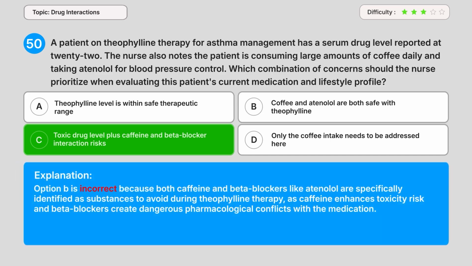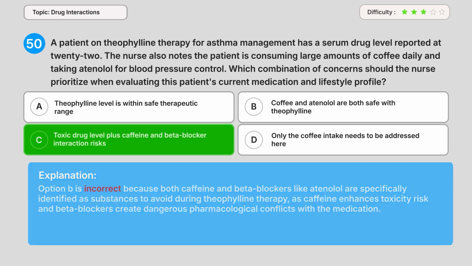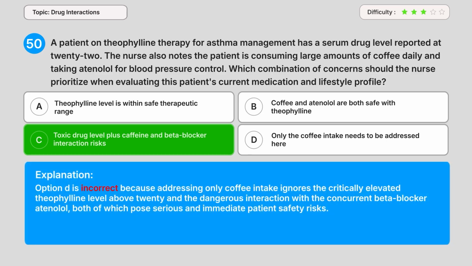Option B is incorrect because both caffeine and beta blockers like atenolol are specifically identified as substances to avoid during theophylline therapy, as caffeine enhances toxicity risk and beta blockers create dangerous pharmacological conflicts with the medication. Option D is incorrect because addressing only coffee intake ignores the critically elevated theophylline level above 20 and the dangerous interaction with the concurrent beta blocker atenolol, both of which pose serious and immediate patient safety risks.